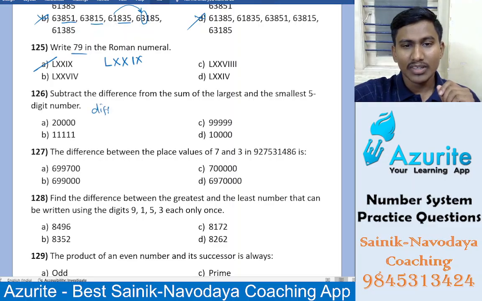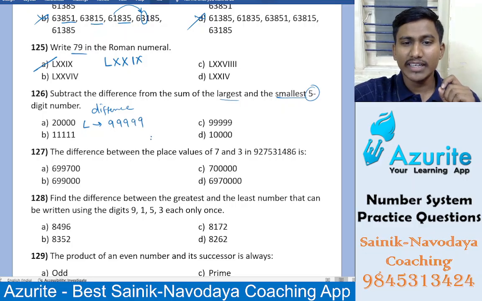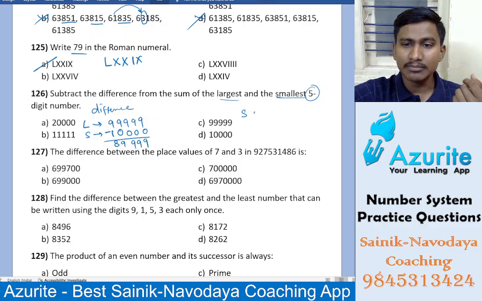Easy, right? So the difference will be of the largest and smallest 5-digit numbers. The largest 5-digit number will be 99,999, writing 9 five times, and the smallest 5-digit number is 10,000. So we have to find the difference, means subtract. So it will be 89,999.